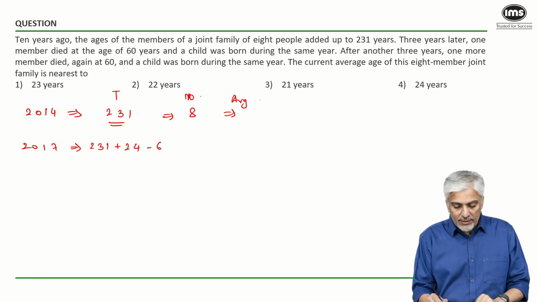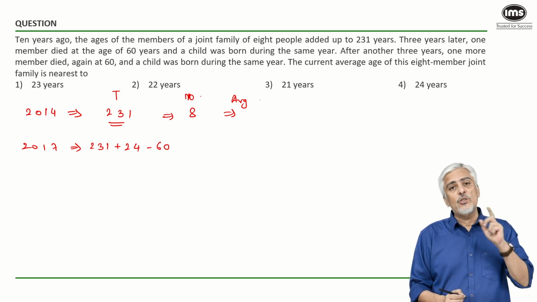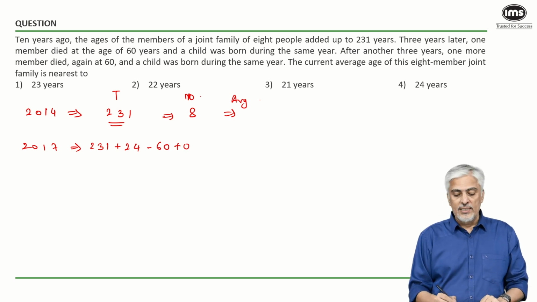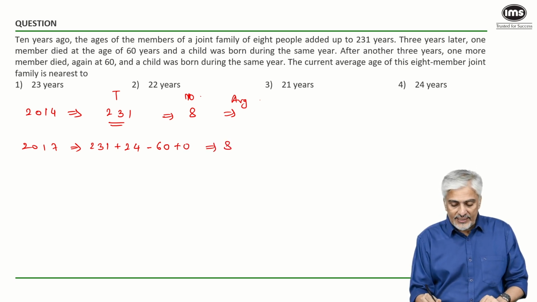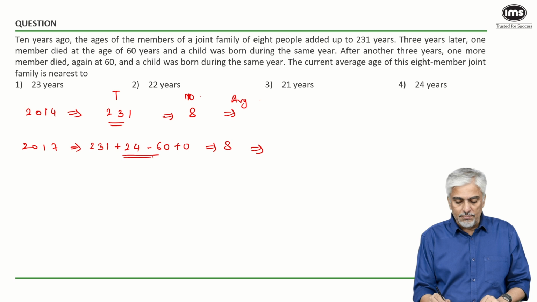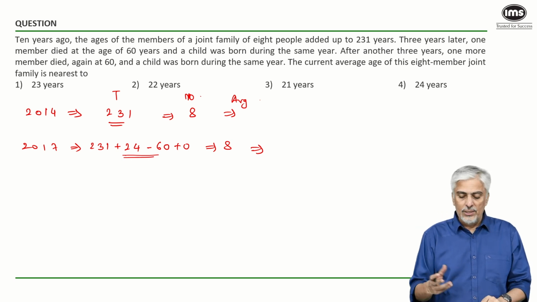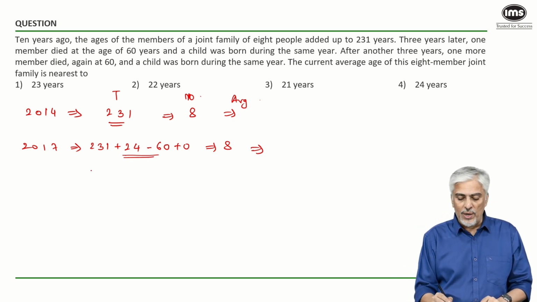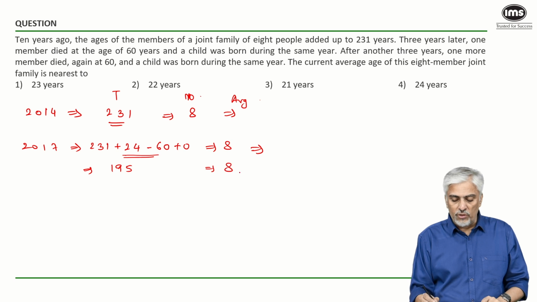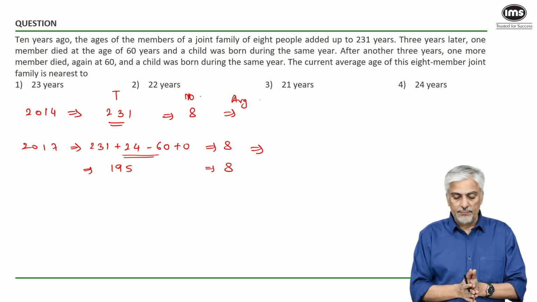Now the person who died, minus 60, but somebody was just born. So the age was 0 of that one person. Number of people still 8. Average, I don't know whether I need it, so I'm not even doing it. Now you can do this calculation. This is minus 36. 231 minus 36 will be 195. So 195 is the age in 2017 of all the 8 members.